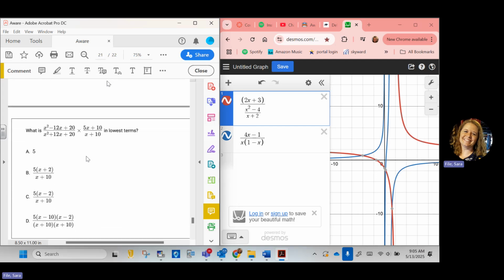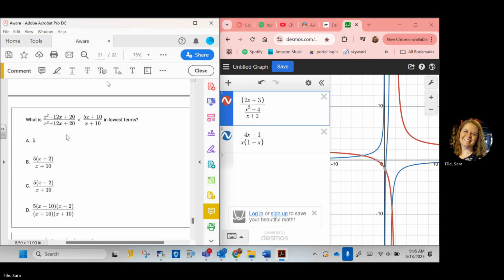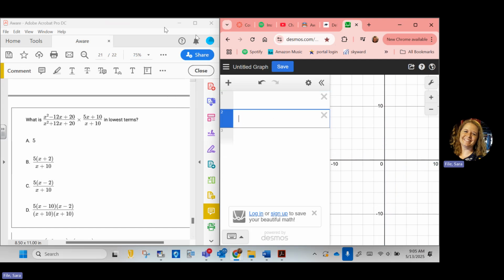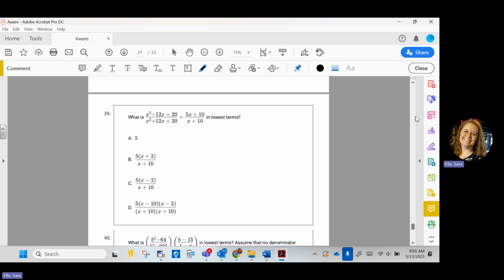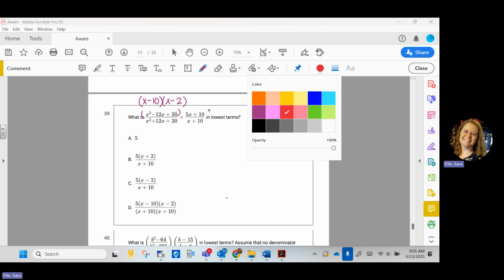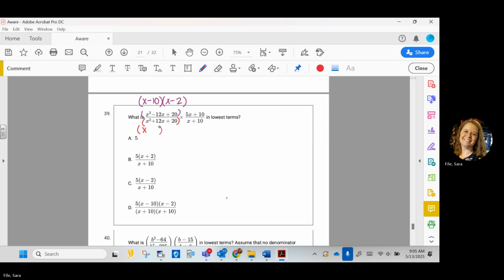Now this one wants us to actually find it in the lowest terms. So you could type this in over here in Desmos, or we could go ahead and simplify. I'll do one more for simplifying this. You're just going to factor everything. So factoring that numerator, what multiplies to 20 but adds to negative 12 will be negative 10 and negative 2. Factoring this denominator, we want it to multiply to 20 and add to 12. So we want it to be positive 10 and positive 2.